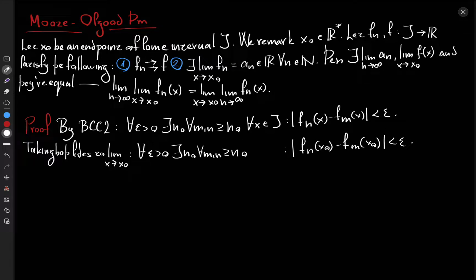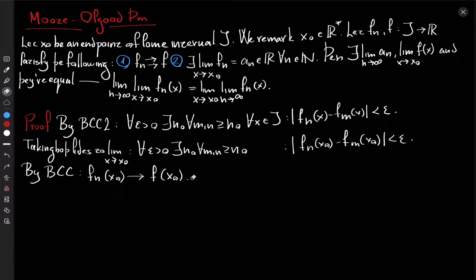So by Bolzano-Cauchy applied to the sequence of real numbers fn of x0, we get that fn of x0 approaches f of x0, which is equivalent to saying that the limit as n approaches infinity of an is equal to a, by our definition up here.